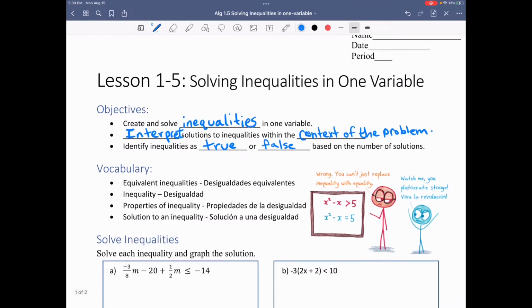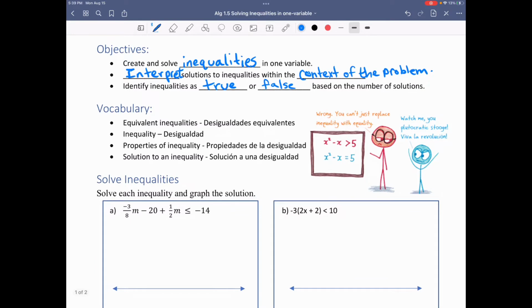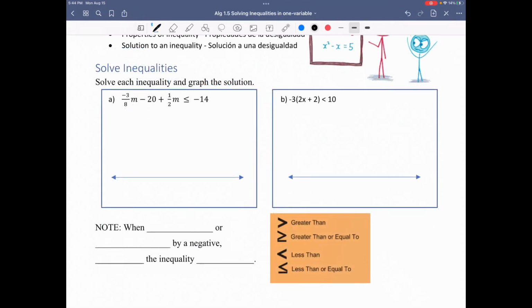Here's some vocabulary and a little cartoon for you. Our vocabulary for today is equivalent inequalities, inequality, properties of inequality, and solution to an inequality. I'm not going to butcher the Spanish language with my accent, but you can read the Spanish vocabulary as well. Let's solve some inequalities.